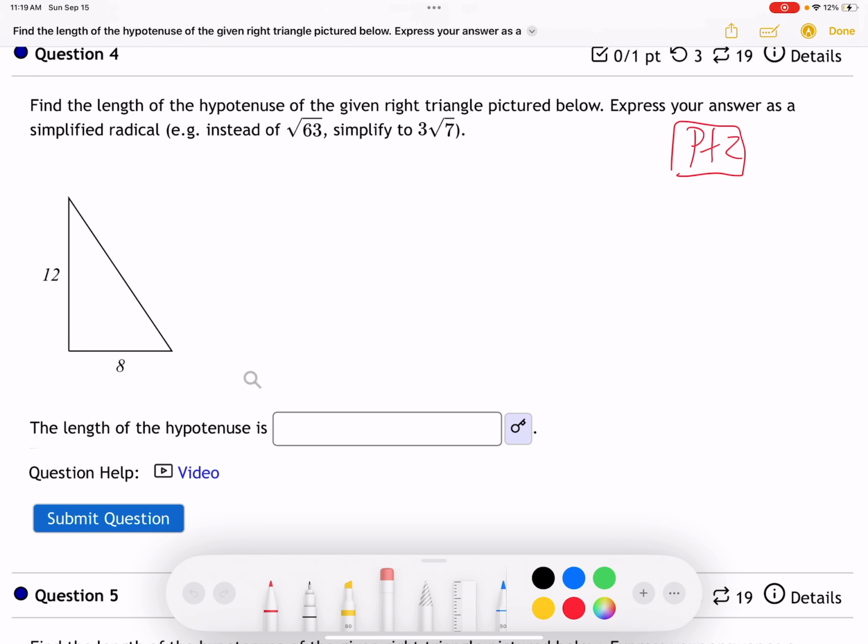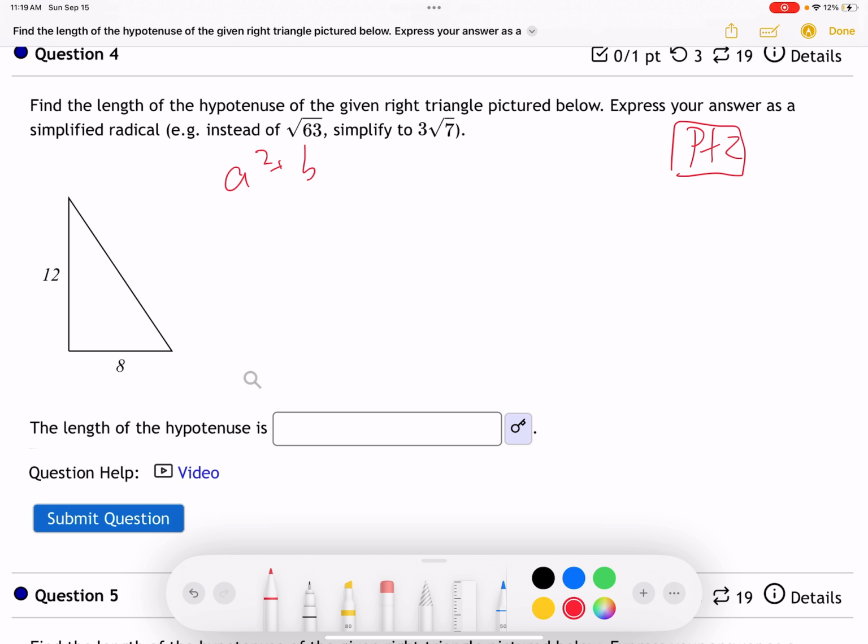Welcome to part 2 of our series on the Pythagorean theorem, refreshing and teaching you how to do this as a simplified radical. Sometimes they'll ask you for just a radical, sometimes they'll say you have to simplify that radical, so let's do that right here. Okay, we've got our normal Pythagorean theorem. You learned how to do this in the last one.